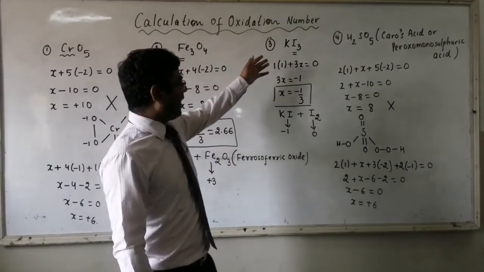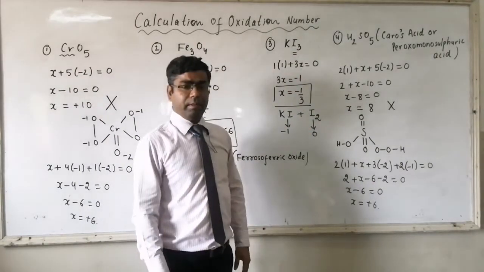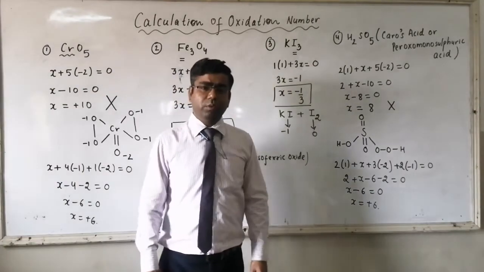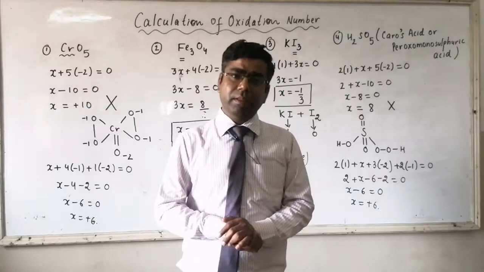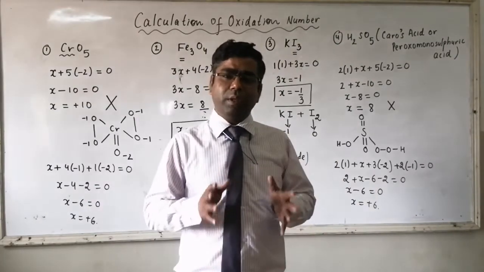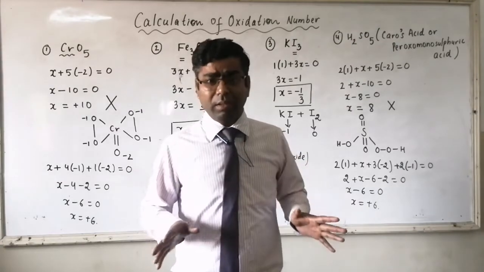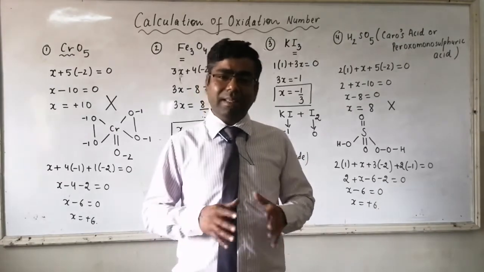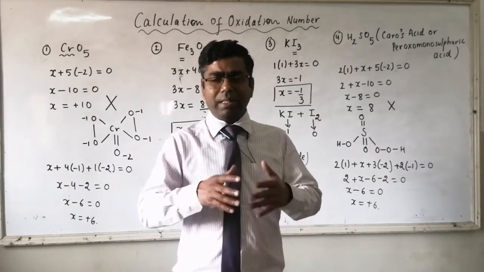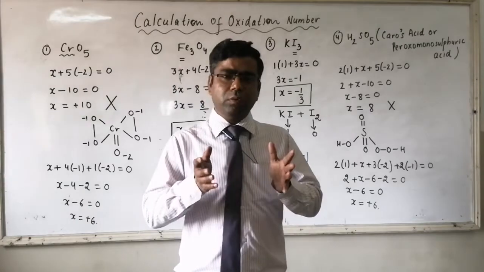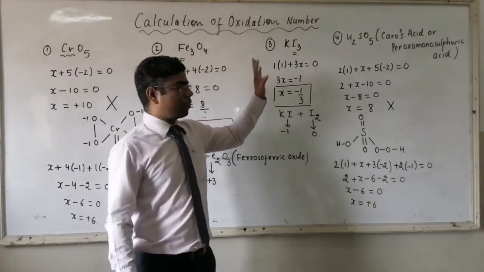Similarly, for the third one, KI3, we have to calculate the OS for iodine. Potassium belongs to group 1 of the periodic table. It has only 1 electron in the valence shell. So all the alkali metals, that is sodium, potassium, rubidium, cesium, francium, get an oxidation state of +1. They are metals, electropositive elements. They have an electron-losing tendency. Because they have only 1 electron in the valence shell, they will lose only 1 electron, as a result of which their OS will be +1.